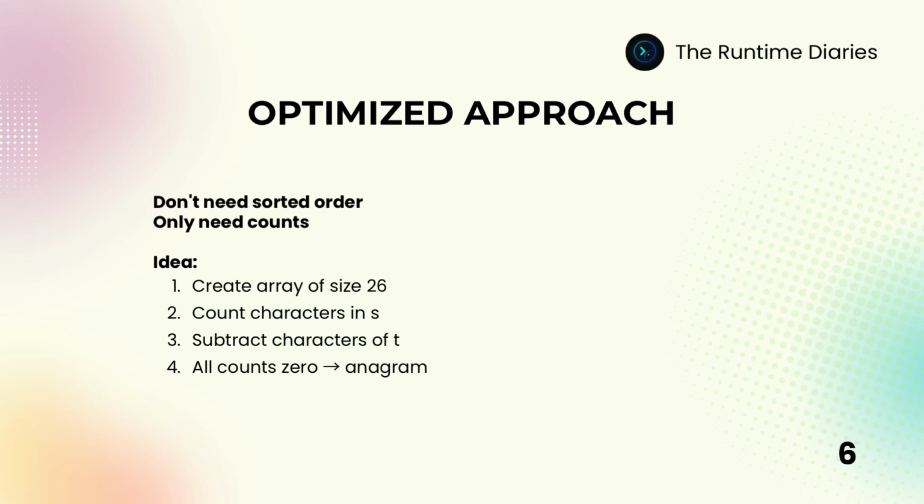To truly optimize, we need to rethink the approach. We don't care about the order of characters. We only care about the frequency. So the improved idea is count how many times each character appears in S. Subtract how many times each character appears in T. And if all counts return to 0, the strings match exactly. This lets us solve the entire problem in O of n time.